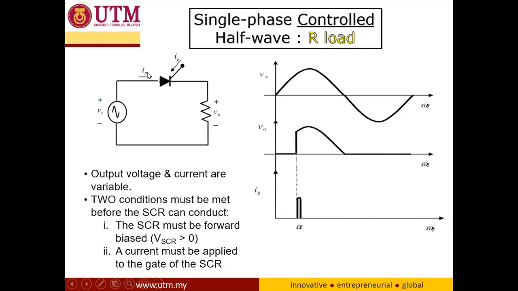As you can see here, it is a very simple circuit. We have a voltage source and the voltage waveform here, and even though the SCR is forward biased, there is no triggering signal, so the V out will remain zero because the SCR is off. But at angle alpha, or sometimes we call it the time of alpha, we call alpha the firing angle. This alpha is referred to as the firing angle.